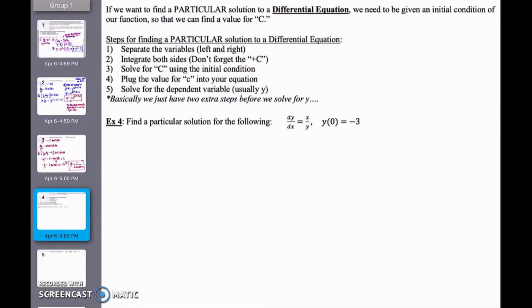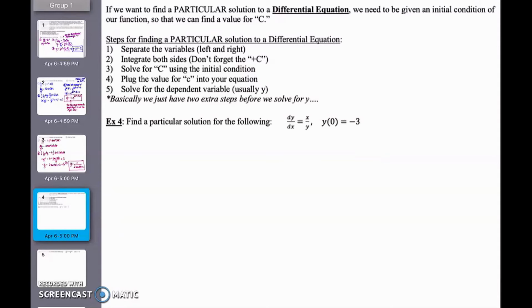If we want to find a particular solution to a differential equation, then we need to be given an initial condition of our function so that we can find our value for c. So our steps for finding a particular solution to a differential equation are very similar to what we did previously. We just have a few extra steps. Step 1 is still going to be to separate the variables on the left and right side. Step 2 is going to be to integrate both sides, and don't forget your plus c on the right. And then step 3 is where we're actually going to use the initial condition to find the value of c. Once we find c, step 4, we plug c back in, and then step 5, we solve for y. So really it's just using a given ordered pair to solve for c and then plugging that value back in before you solve for y. That's really the only difference here.